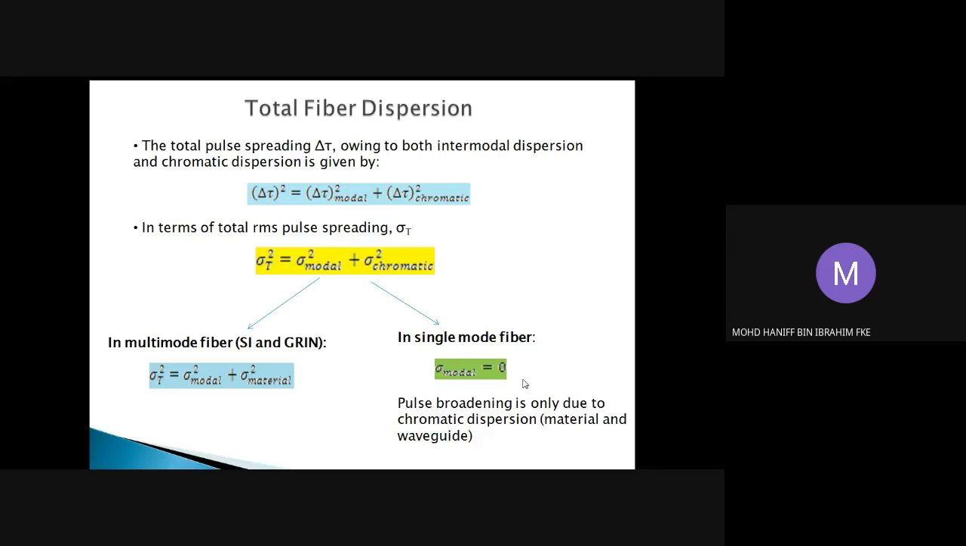But for a single mode fiber, we know that there should be no intermodal dispersion. So your pulse spreading, or pulse broadening, or pulse dispersion shall be only due to chromatic dispersion, which is either material dispersion or waveguide dispersion. And as I mentioned before, most of the time our interest will only be in material dispersion. That should be the summary of lecture 6. Any questions so far on this fiber dispersion? No, doctor.